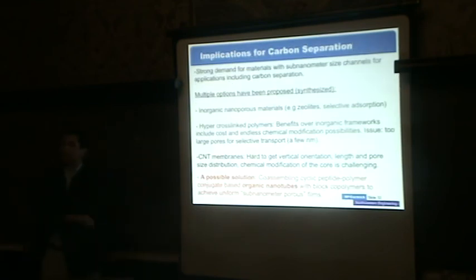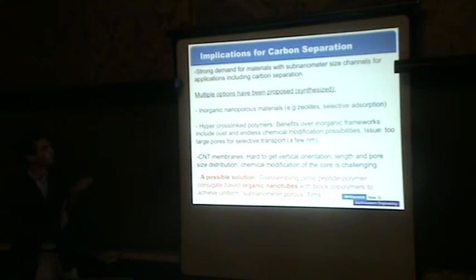Many people have looked at this application of carbon separation, which is really important for many different industries. One example is the natural gas industry. If you have carbon dioxide in natural gas pipelines, this causes corrosion. So there's a lot of interest in trying to separate methane from carbon dioxide to reduce corrosion, and also increase the energy efficiency when you burn fuel. There are many different options that have been proposed.